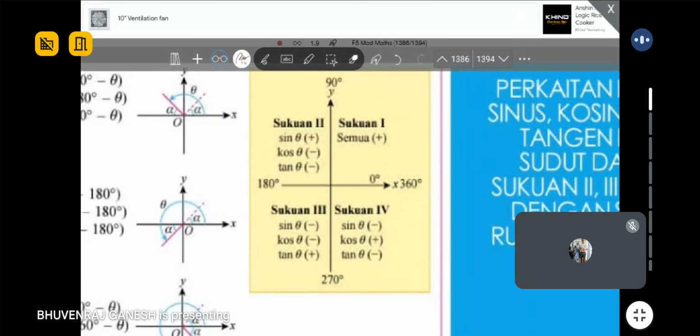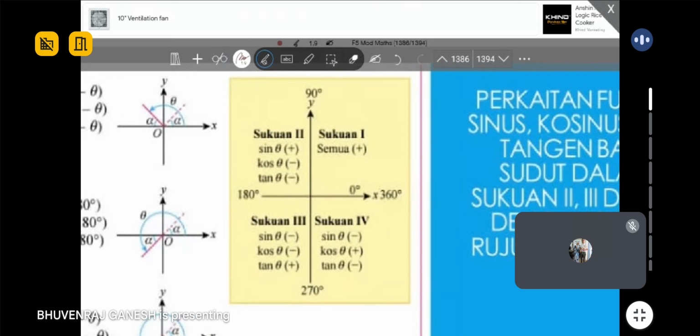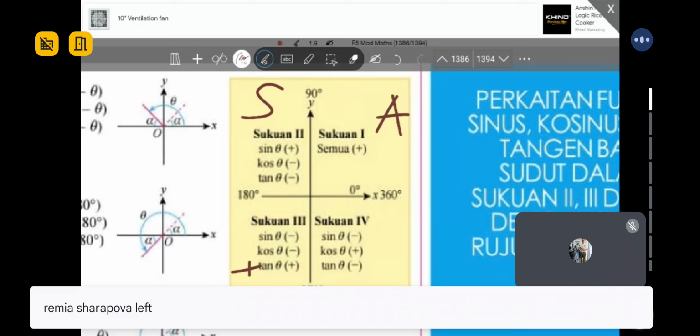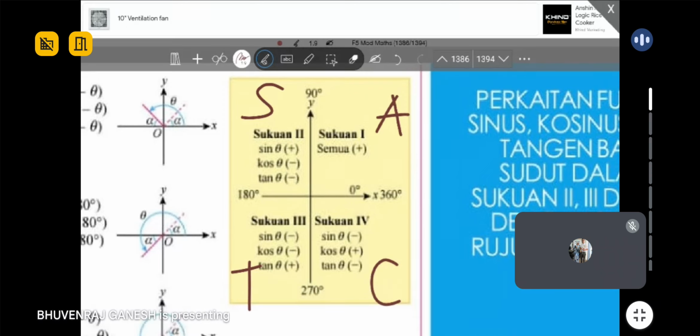This one very important. Sangat penting. Okay, so what is the mnemonic guys? Kita guna untuk trigo. Apa acronym dia? There is one acronym we use for trigonometry. Don't know guys, can anyone help me to tell Bowen? Yes. Okay, ASTC. Kalau BM saya tak pasti. Untuk BM kamu semua guna apa guys? Sebab yang ni adalah untuk English. Add sugar to coffee. So BM, what is the mnemonic? Saya pun tak tahu. ASTC. I don't know. Add sugar to coffee.